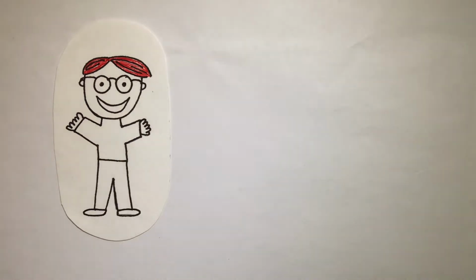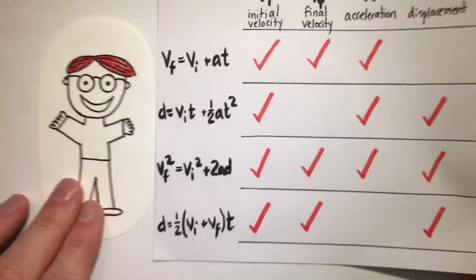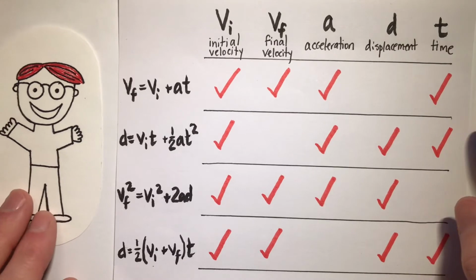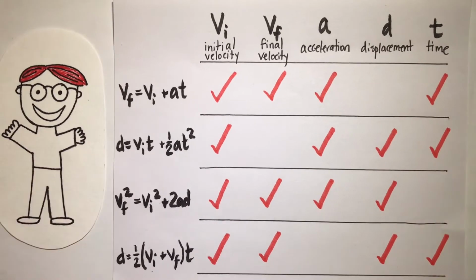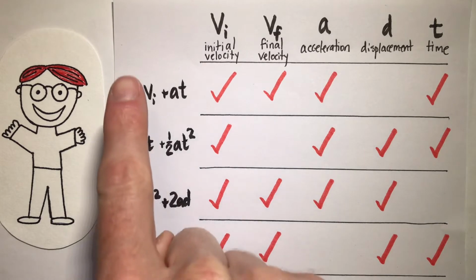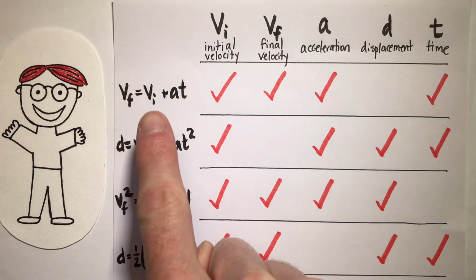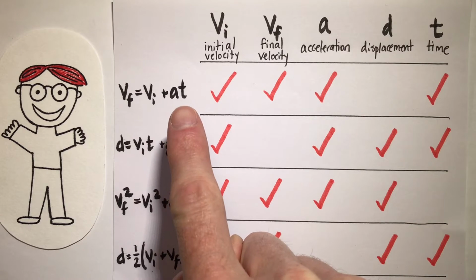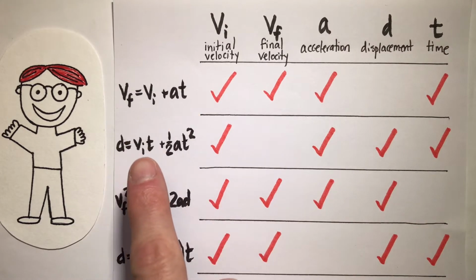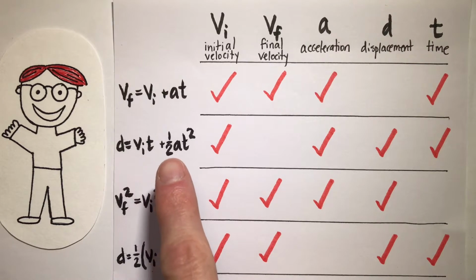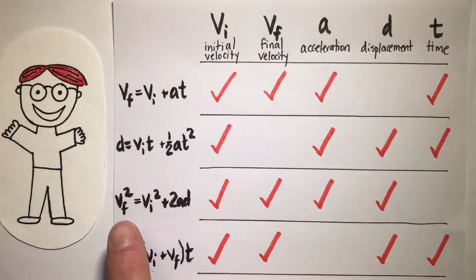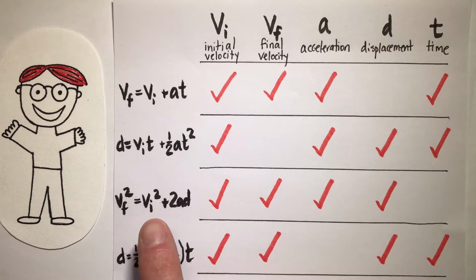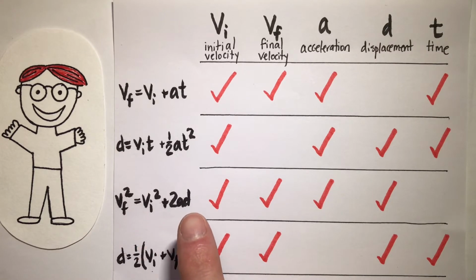Now I like to do this thing where I organize everything excessively. So let's take a look at our 4 main kinematic equations. You'll notice on this chart that I developed, all 4 kinematic equations are listed on the left column here. First one, final velocity equals initial velocity plus acceleration times time. Our second one, displacement equals initial velocity times time plus 1/2 acceleration times time squared. Third one, final velocity squared equals initial velocity squared plus 2 times acceleration times displacement. And our fourth one, displacement is equal to 1/2 initial velocity plus final velocity times time.